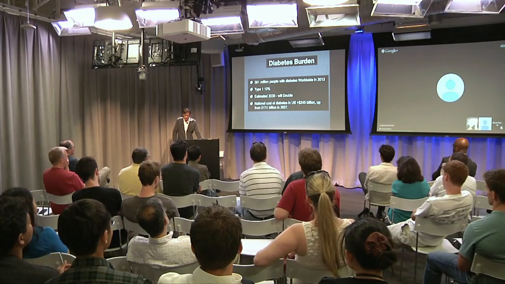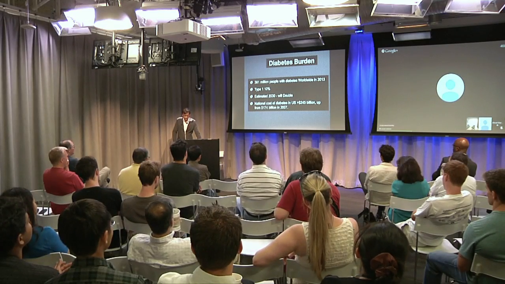The national cost of diabetes in this country, in the US alone, is greater than $245 billion, estimated last year. And that increased from $174 billion in 2007. And clearly, with the massive increase in numbers of patients with diabetes, this is going to become uncontrollable and supersaturate the ability of the healthcare systems to deliver appropriate care.